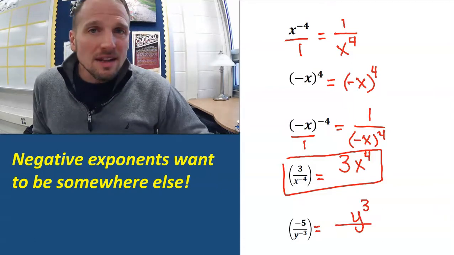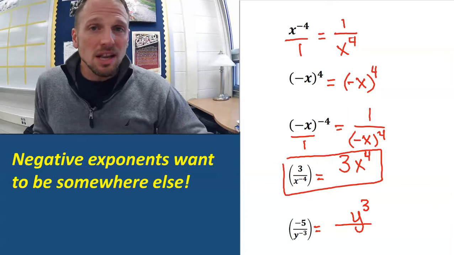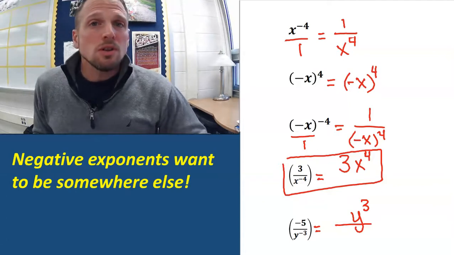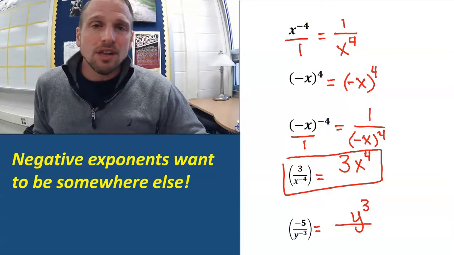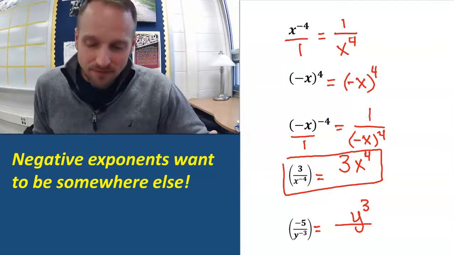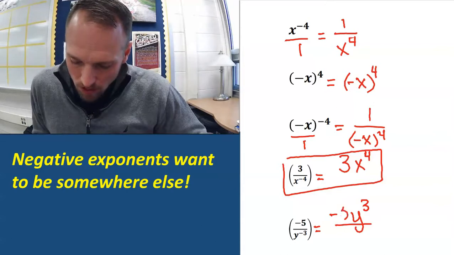And what about that negative 5? Do I move it to the bottom since it's negative? No. There's not an exponent. There's not a negative exponent on that negative 5. It's just a negative 5. So that's going to stay right where it is.